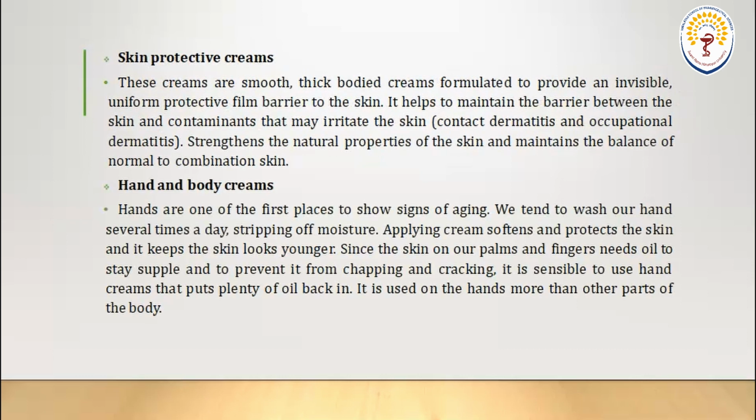Skin protective creams. These creams are smooth, thick body creams formulated to provide an easy, invisible, uniform protection film onto the skin. It helps to maintain the barrier between the skin and contaminants that may irritate the skin. The best example of skin protection cream is sunscreen, which provides protection from the sun rays.